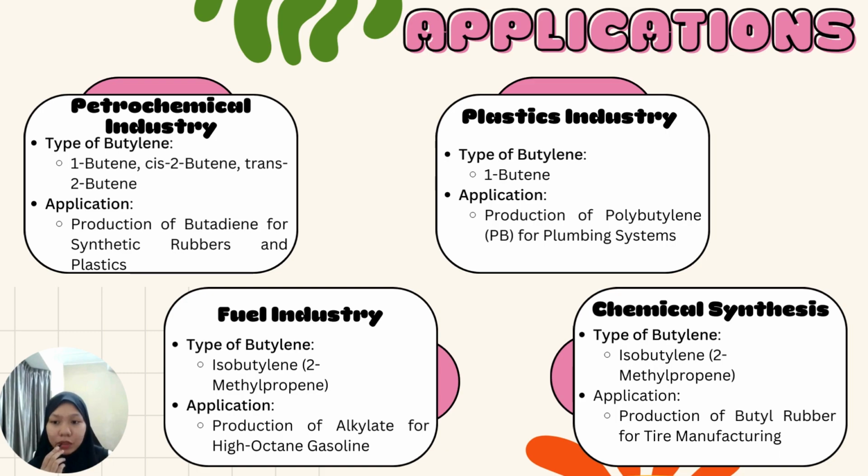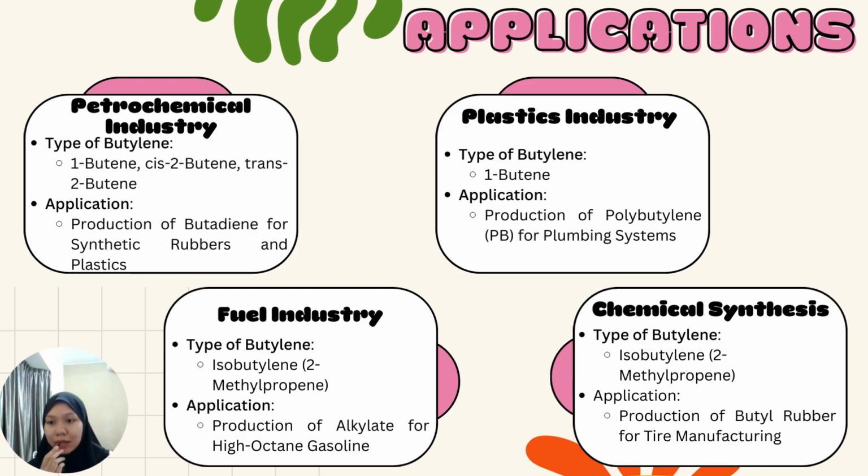Butylenes serve as important components in the fuel industry, particularly in the production of gasoline and alkylate. Isobutylene, a type of butylene, is a key raw material used in catalytic alkylation reactions with isobutane to produce alkylate, a high-octane gasoline blending component. Alkylate is prized for its excellent anti-knock properties, which help to improve the octane rating of gasoline and reduce engine knocking and pinging. As a result, butylenes, especially isobutylene, play a significant role in enhancing the performance and quality of gasoline fuels, contributing to the efficiency and environmental sustainability of automotive transportation.